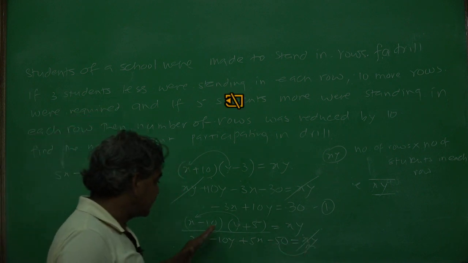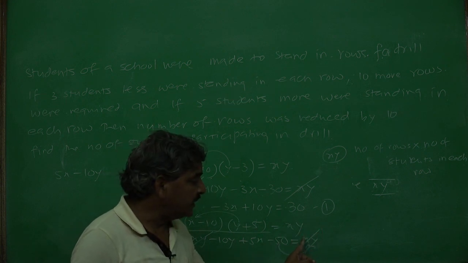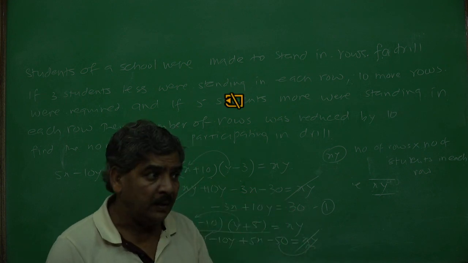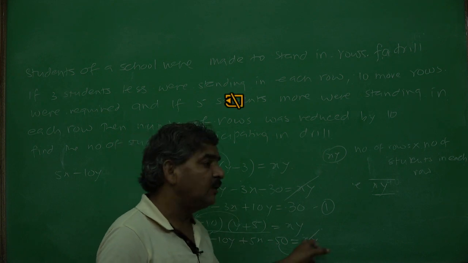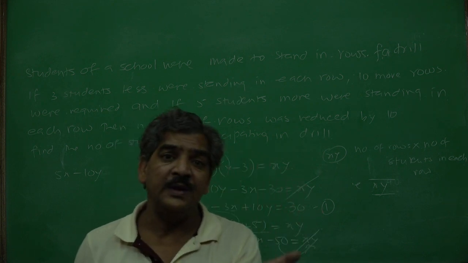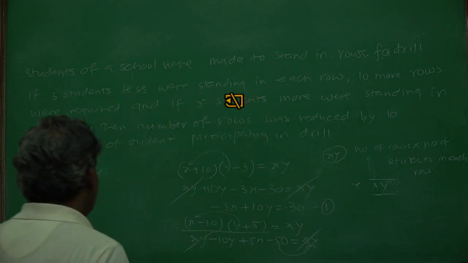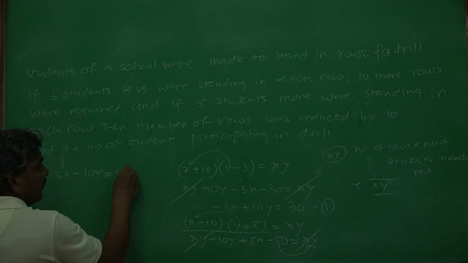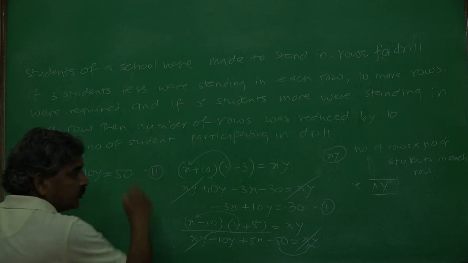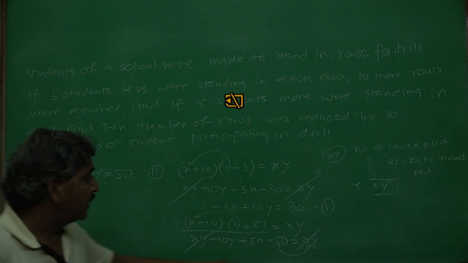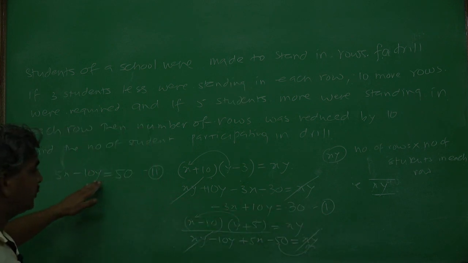Okay, after cancelling this xy on the right hand side, 0 will remain. If I shift this 50 to the right hand side, minus 50 becomes plus 50. It is correct, so this is equal to 50. This is equation number 2. Now compare equation number 1 and equation number 2.